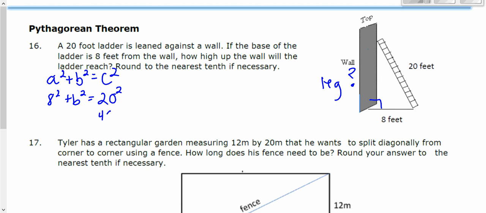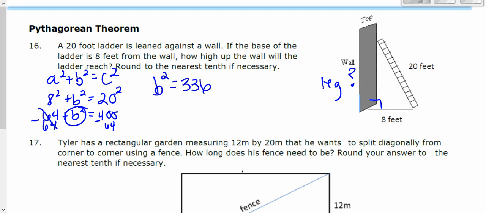I know 20 squared is 400, and I know 8 squared is 64. And to solve for this b squared, the square on that leg, I'm going to subtract. Okay, so I might need to go to my calculator. That's fine. So I'm going to type in 400 minus 64. So b squared equals 336.